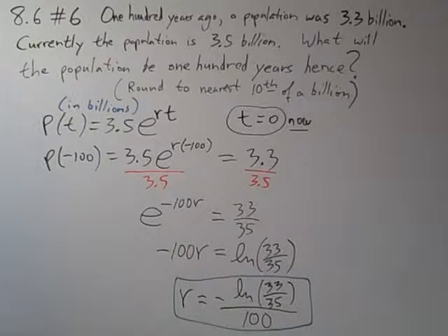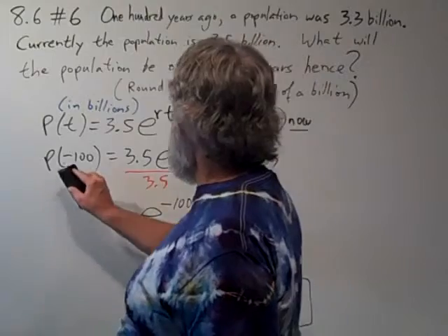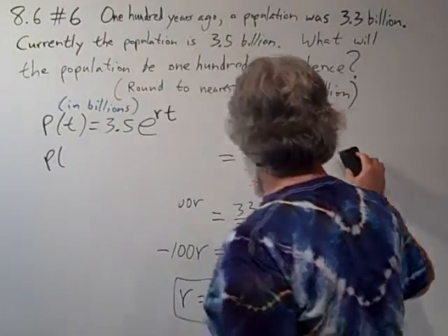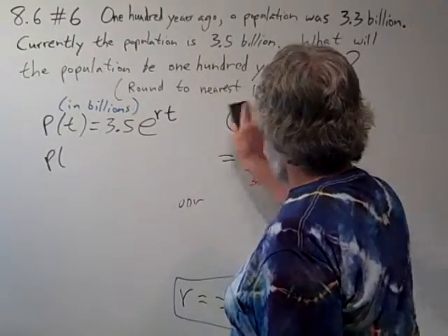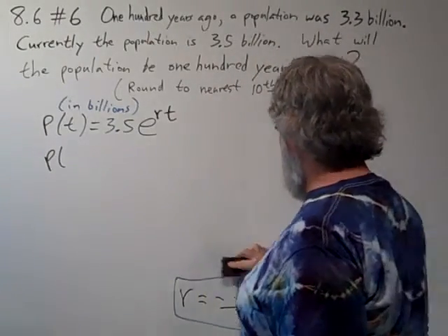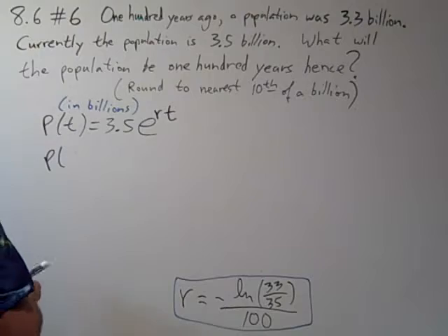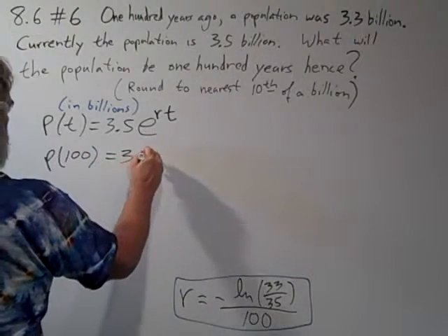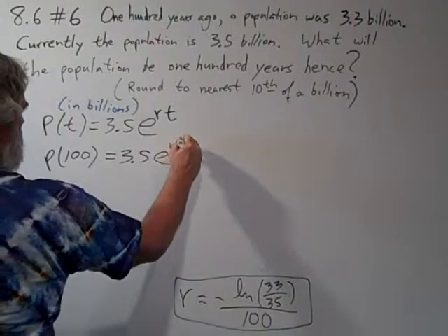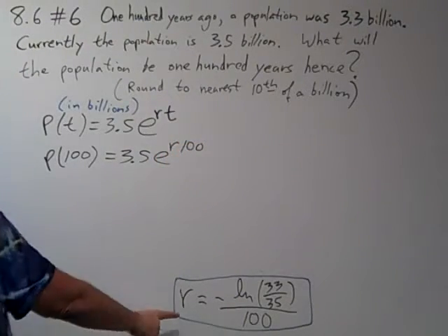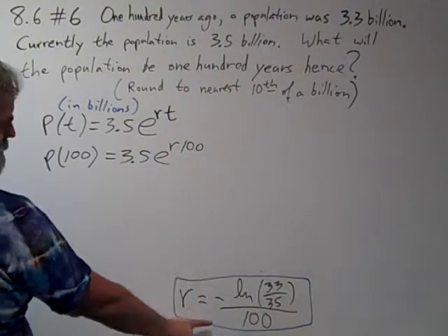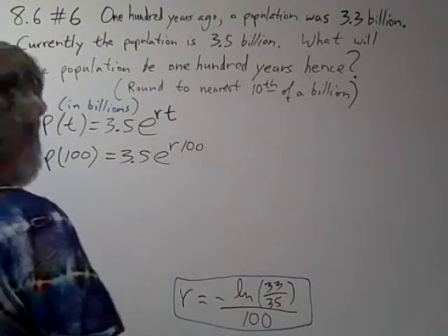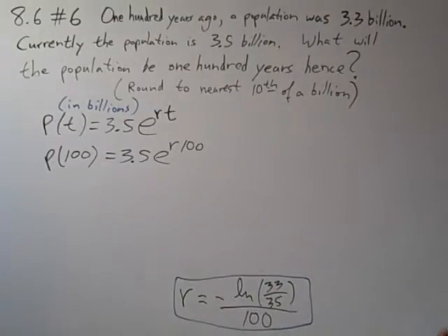So let's now answer the question, what will the population be 100 years in the future? 100 years hence. Save my r value down there. So what is P of 100? It's 3.5 times e to the r times 100. But now we know what r is, remember. It's not an unknown. It's now this. We'll use it when we need to calculate it. Well, I guess we need to calculate it now.